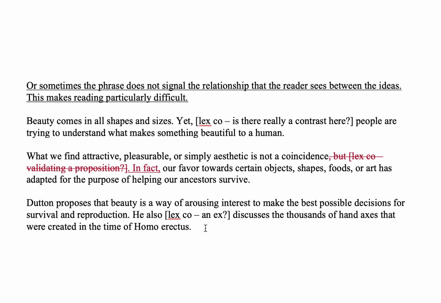All right. Here's another. Dutton proposes that beauty is a way of arousing interest to make the best possible decisions. He also talks about hand axes. Well, yeah, he talks about this, and he talks about that, but it's a more nuanced relationship. Really, this isn't a new idea so much as an example of the previous one, right? So what about something like, for instance, he discusses, all right? That will help readers see what this whole hand axe thing is about and why it's coming up after this whole thing here. Let's now take a look at some other examples in student writing and see if we can identify the relationships between them.